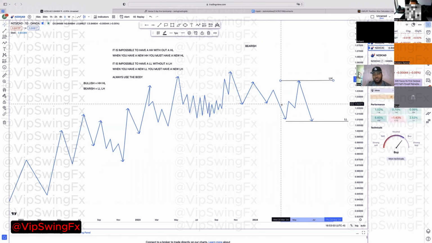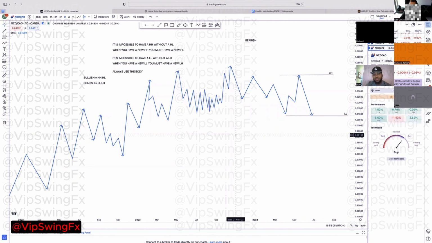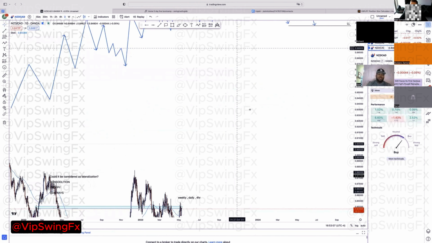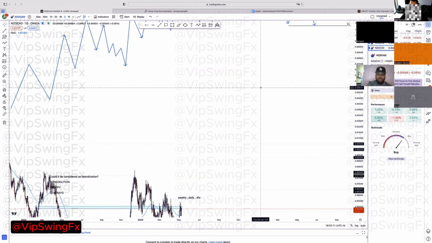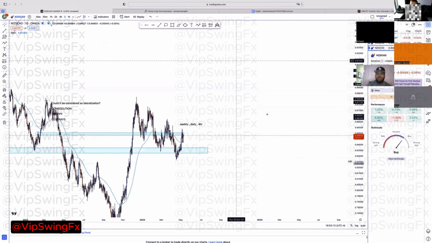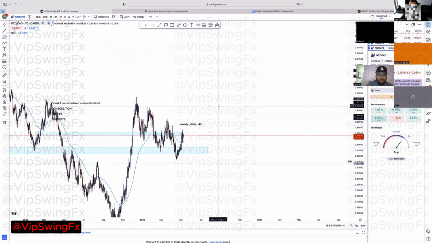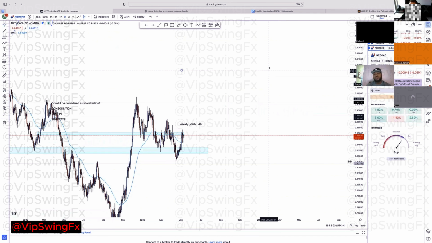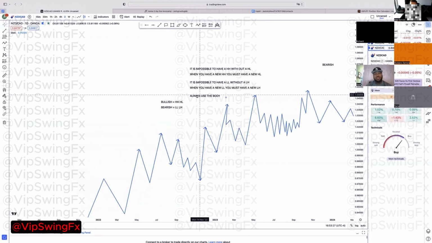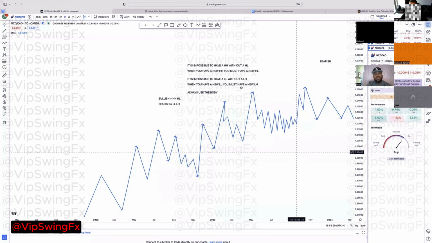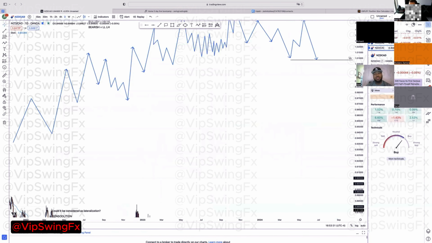Perfect. Exactly. Exactly. Okay, perfect. Just to make sure, this is on the candle body close, not wick. Always use the body. So yes, it's always on the bodies.